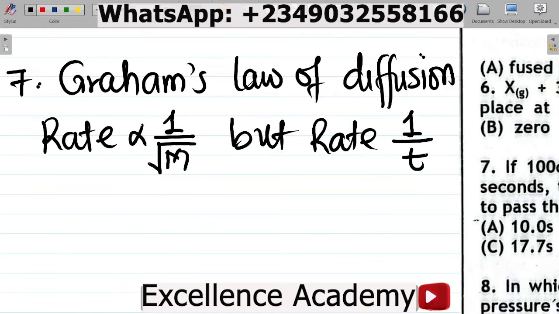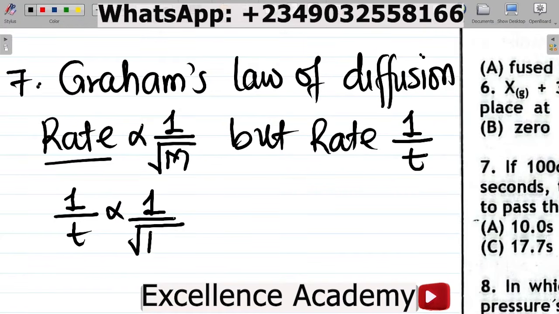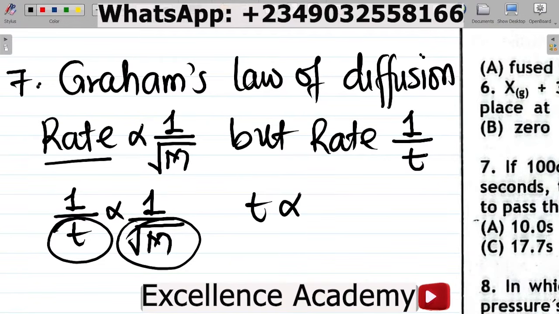That's the meaning of rate. When we say rate, we mean 1 over time. So if you replace this, rate here becomes 1 over time. Let's use T. 1 over time is inversely proportional to 1 all over the square root of molar mass. With mathematical knowledge, it means that time here should be directly proportional to what there? The square root of molar mass.